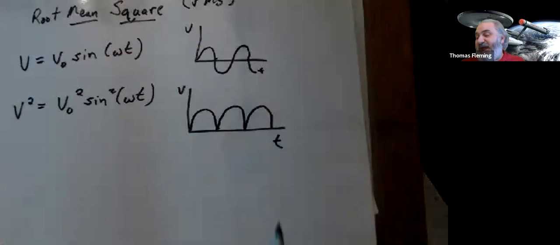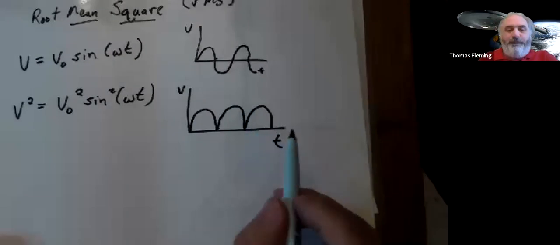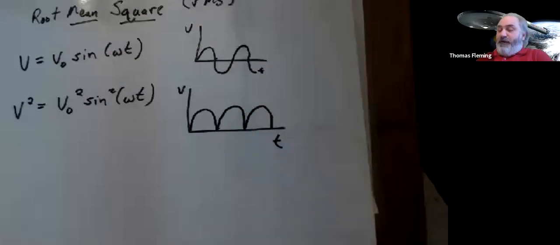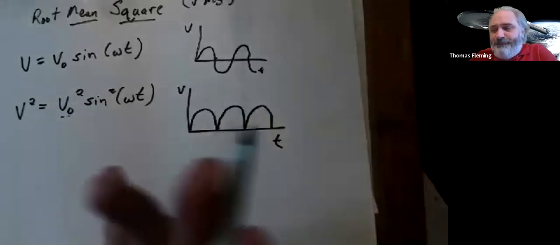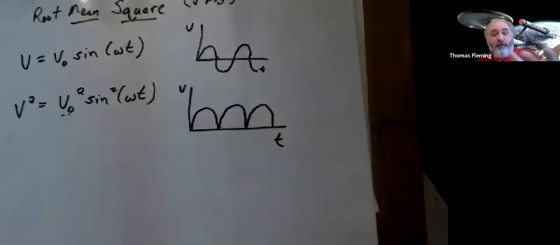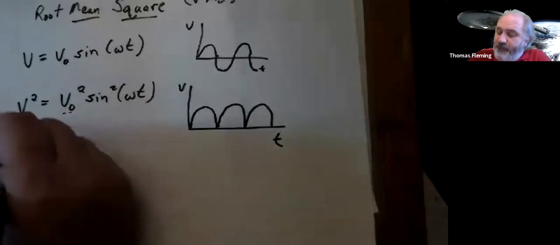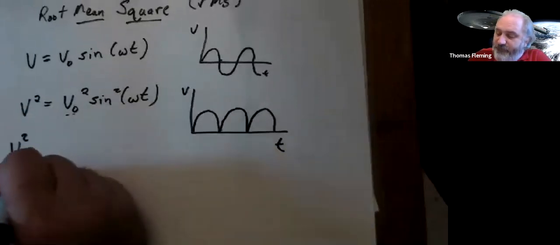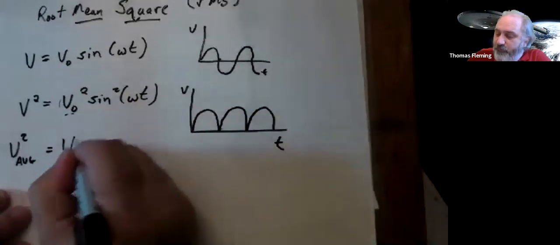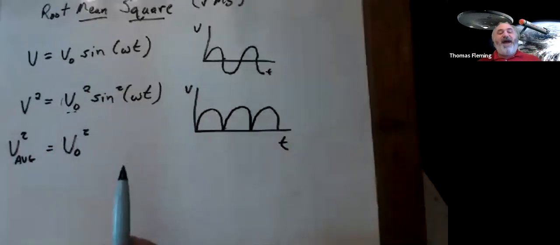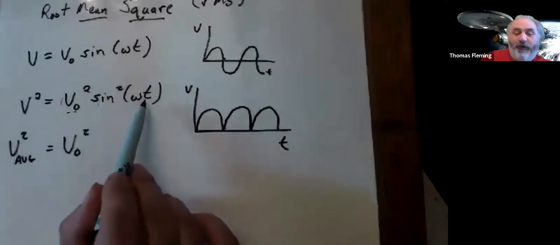Now, how am I going to get the average of this? Well, look at what it's made out of. I have a constant. Remember, V naught is just some number like 10. The average of a number is just itself. So if I take the V squared average, it's going to be the average of this, which is just itself. But then I have to take the average of the sine squared.